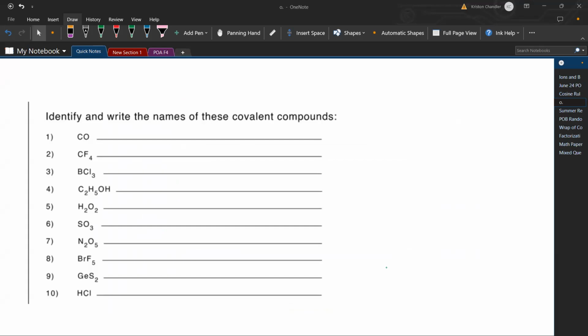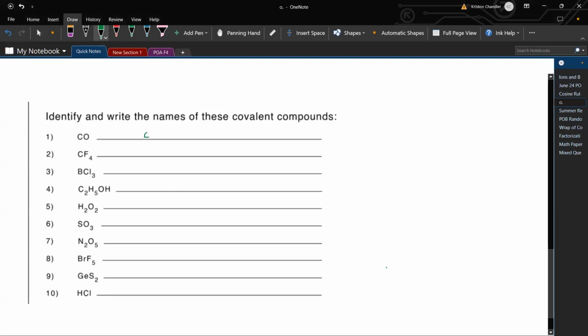First one, we have CO. What you got for this one? Good. Carbon monoxide. And then we have CF4. Good, very good. Carbon tetrafluoride. And then we have BCl3. Good. Boron trifluoride.